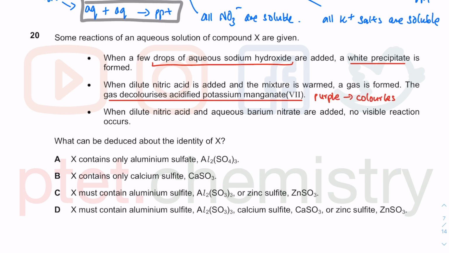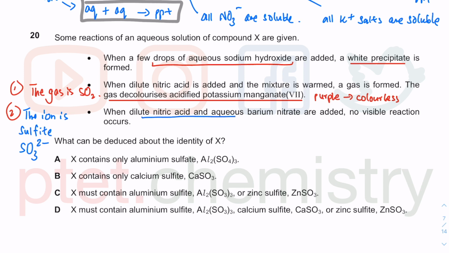What is the gas? So we can say test for gas, the gas is SO2, but what is the ion present? Because you added acid to it, only then you get SO2. So the ion is sulfite, SO3 2-. When I use dilute nitric acid and barium nitrate, no visible reaction.